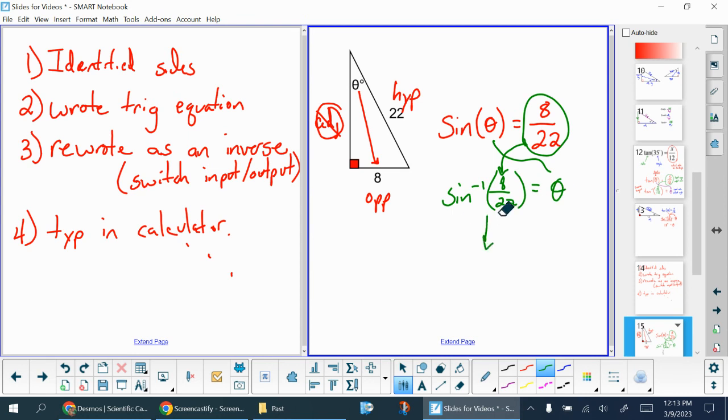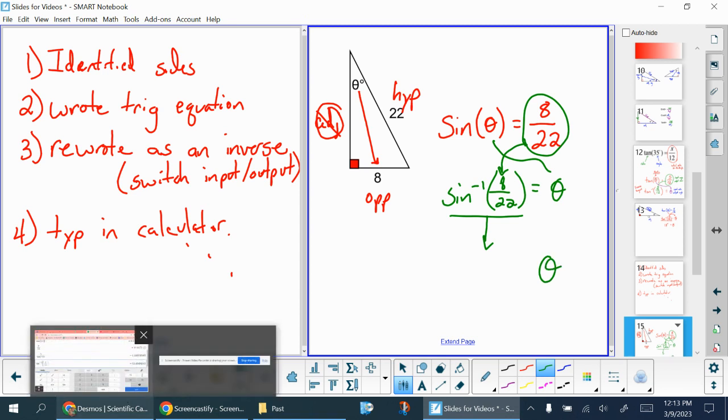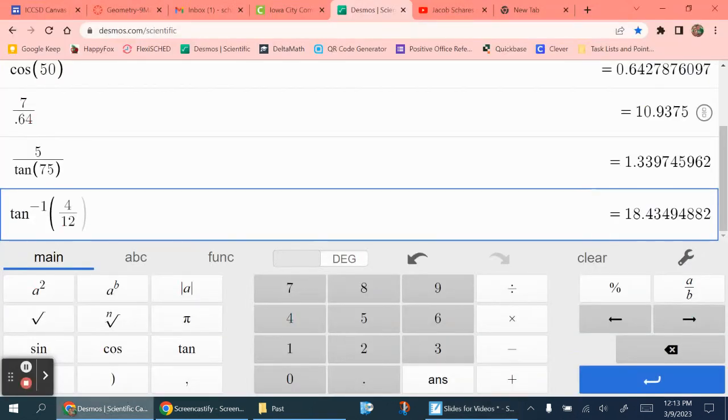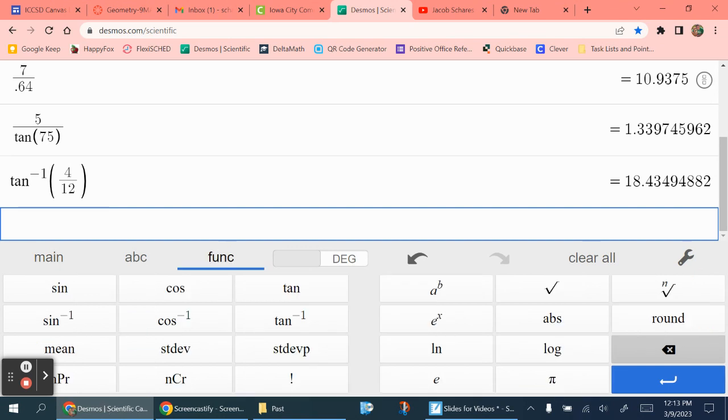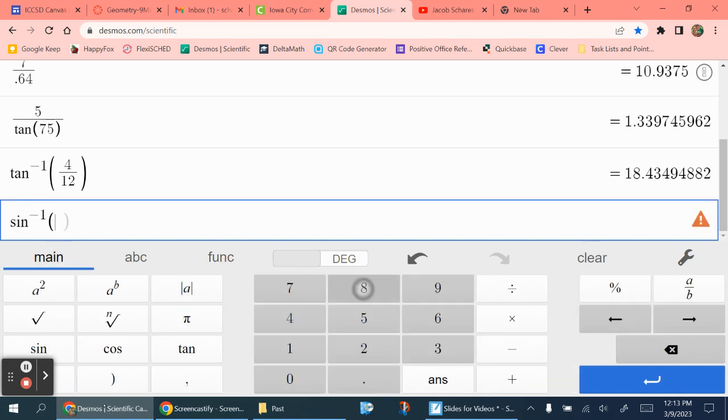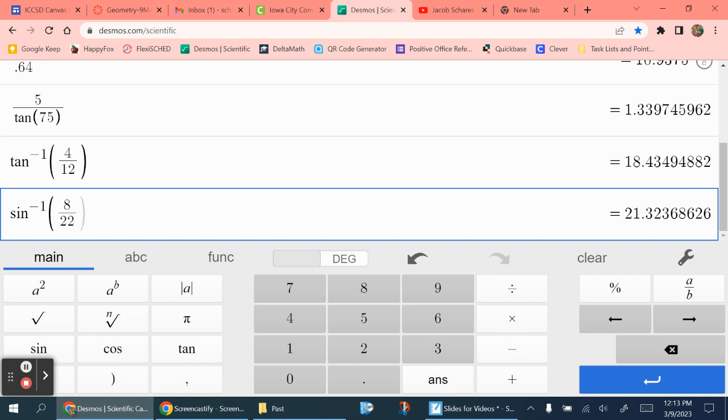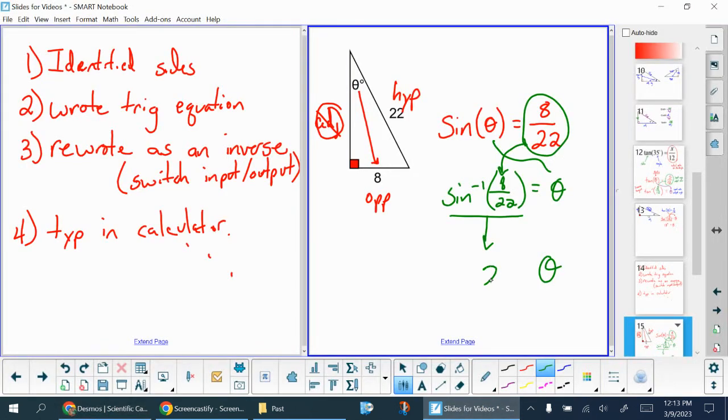Then I just have to go straight to a calculator. I don't even need to do anything else. No algebra to do. Just typing in inverse sine of 8/22. So under my function, inverse sine, 8/22. And you can see there's my answer, 21 degrees. We will probably just go nearest whole number degree on all of these.